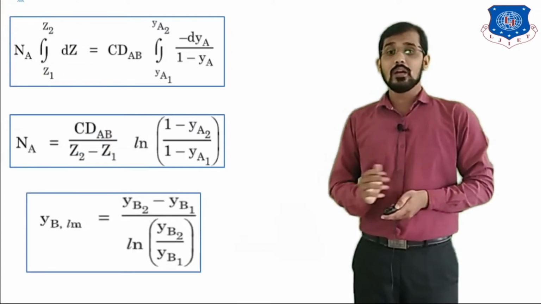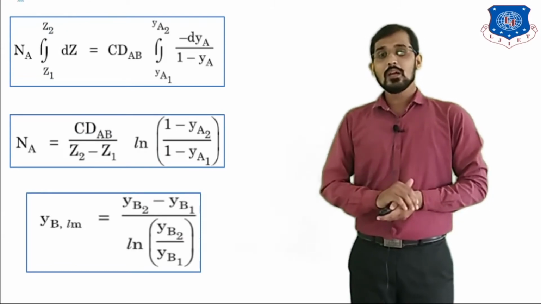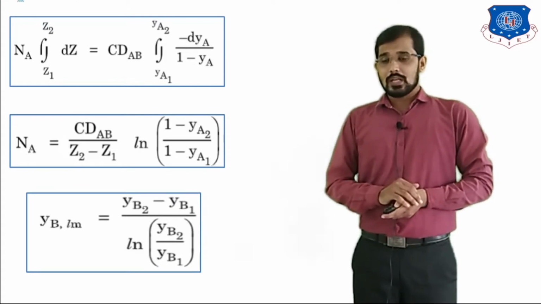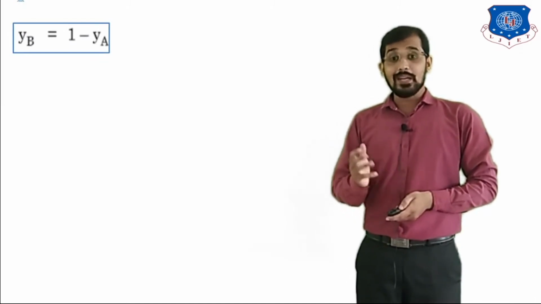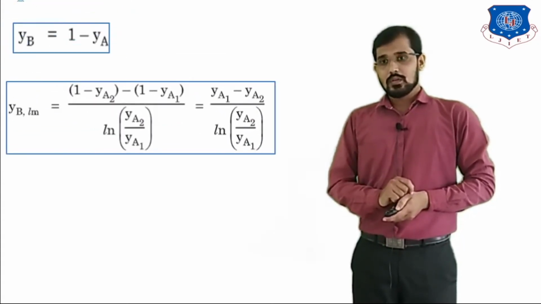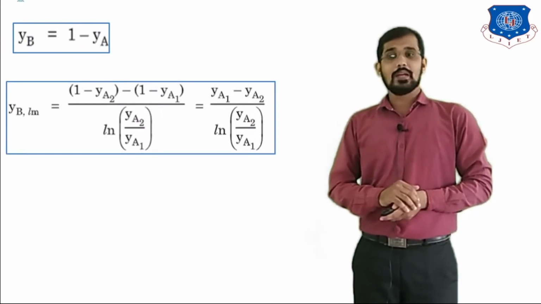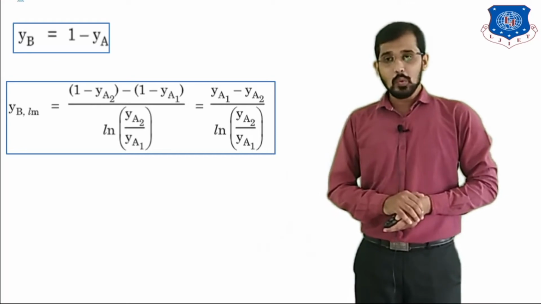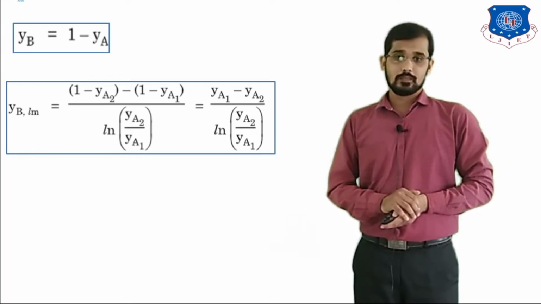YBLM is nothing but the log mean concentration difference, that is YBLM is equal to (YB2 minus YB1) divided by ln(YB2 by YB1). Using this term we will modify the above equation. YB is equal to 1 minus YA, which means I can write YB2 is equal to 1 minus YA2 and YB1 is equal to 1 minus YA1. After putting all these terms, YBLM is nothing but (1 minus YA2) minus (1 minus YA1) divided by ln(YA2 divided by YA1), which is equal to (YA1 minus YA2) over ln of (YA2 by YA1).